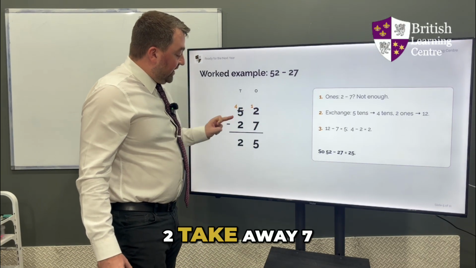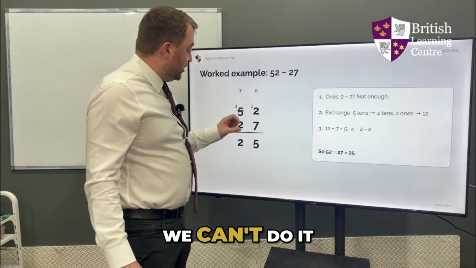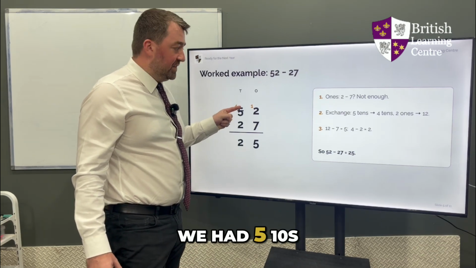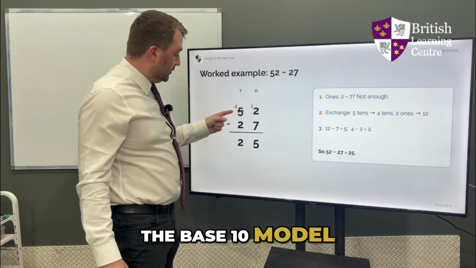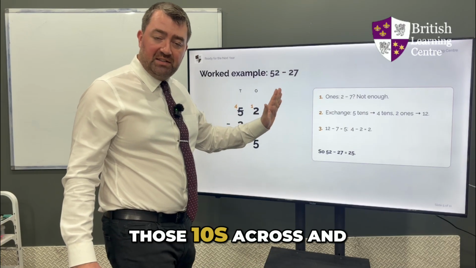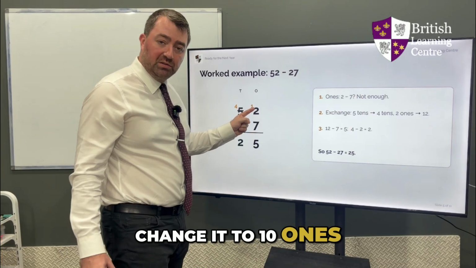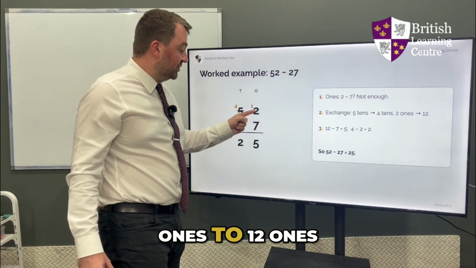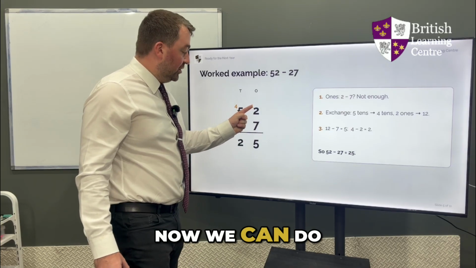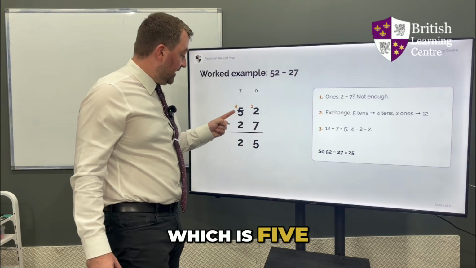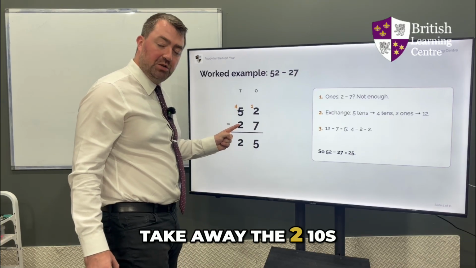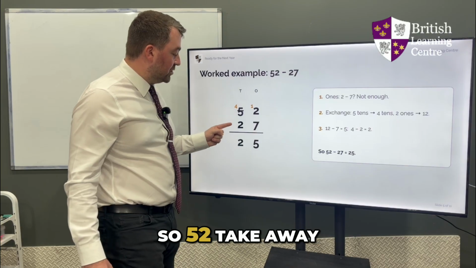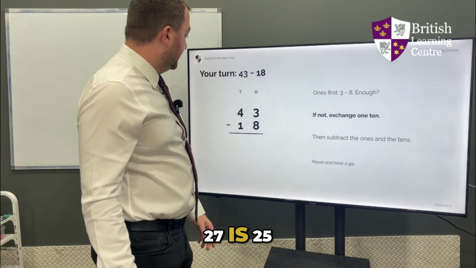In this case, 2 take away 7, column subtraction, we can't do it. So we exchange one of the 10s. We had 5 10s, if you remember from the base 10 model. We exchange one of those 10s across and change it to 10 1s. We go from 5 10s to 4 10s. We go from 2 1s to 12 1s. Now we can do the 12 take away 7, which is 5, and the 4 10s take away the 2 10s, which leaves us the 2 10s here, which is 20. So 52 take away 27 is 25.